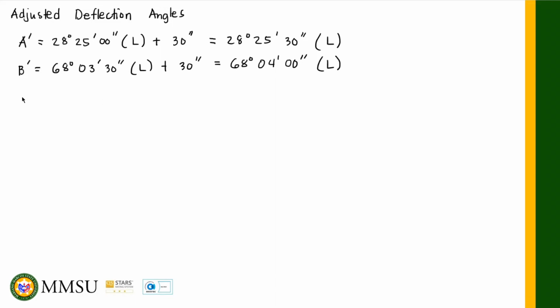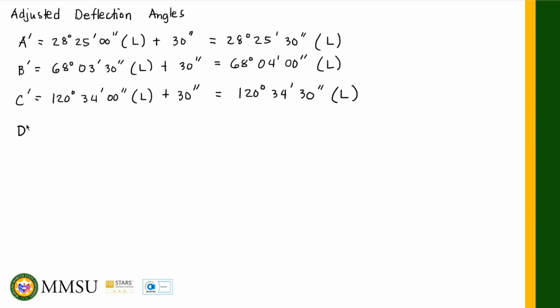Okay, for C prime, this is the adjusted deflection angle for angle C. The original is 120 degrees, 34 minutes, 0 seconds to the left, and then plus 30 seconds. This is equal to 120 degrees, 34 minutes, 30 seconds, still to the left.